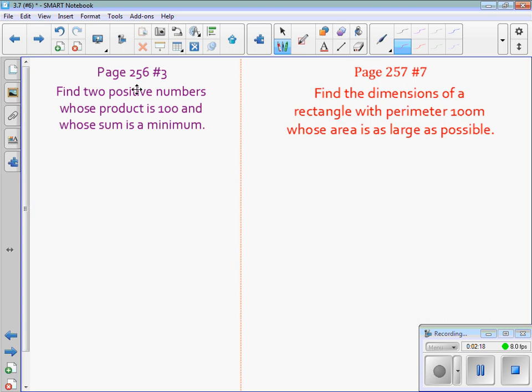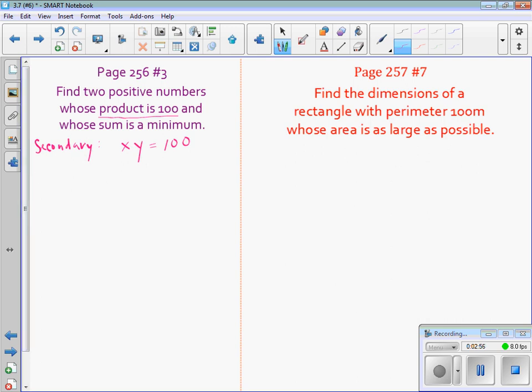So let's look at this, which is actually in the book, number 3. Find 2 positive numbers whose product is 100 and whose sum is a minimum. So we're trying to find the product is 100. First you want to assign variables. Which variables do you guys want to use? X and y. So what would I write for this if the product is 100? X times y equals 100. This is called our secondary equation. So our secondary equation would be x times y equals 100.